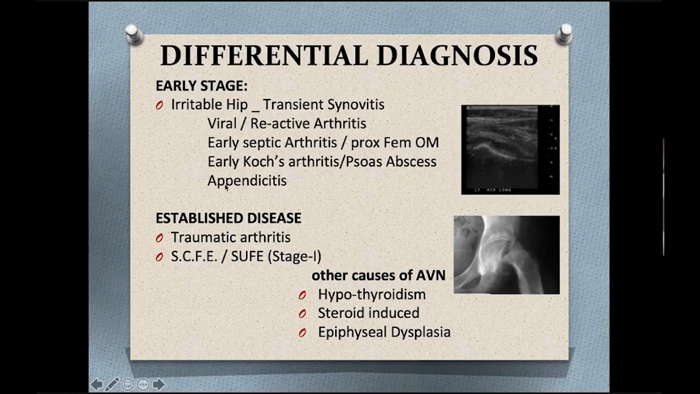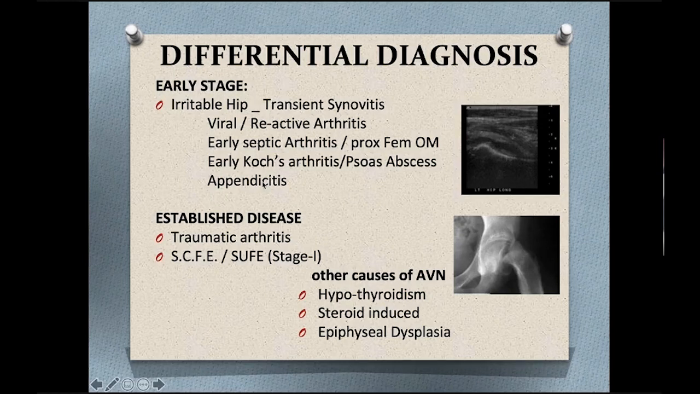Sometimes also children with appendicitis depict the signs of a painful hip, and then we call it transient synovitis. It means that the early stage differential diagnosis contains these 5 areas.